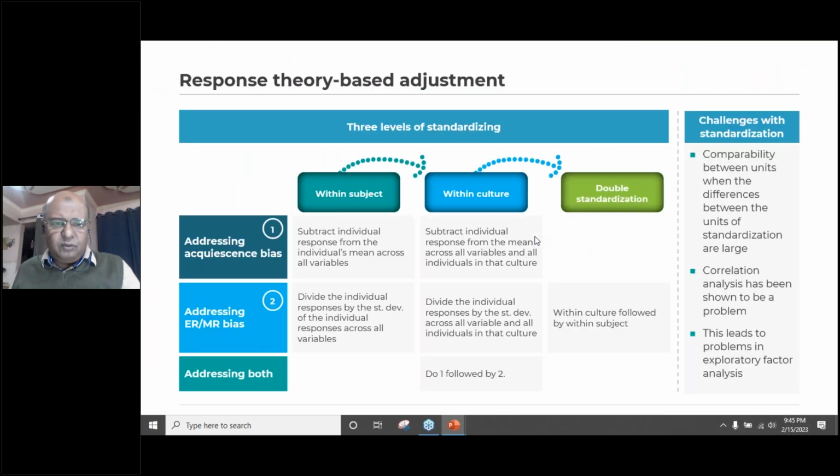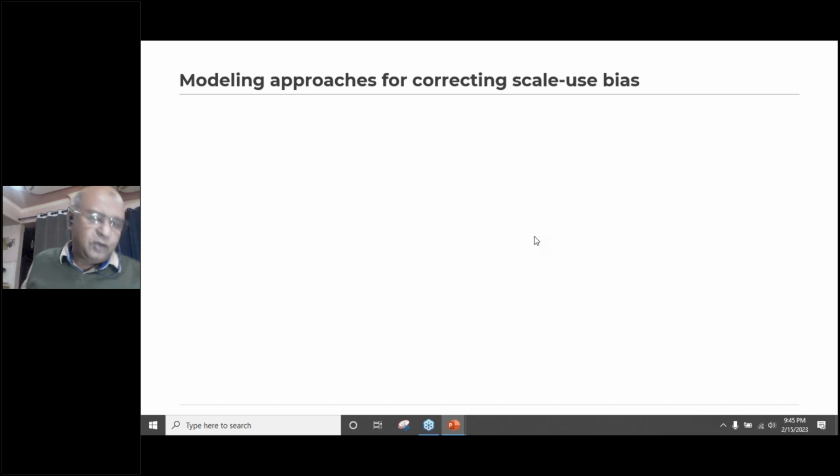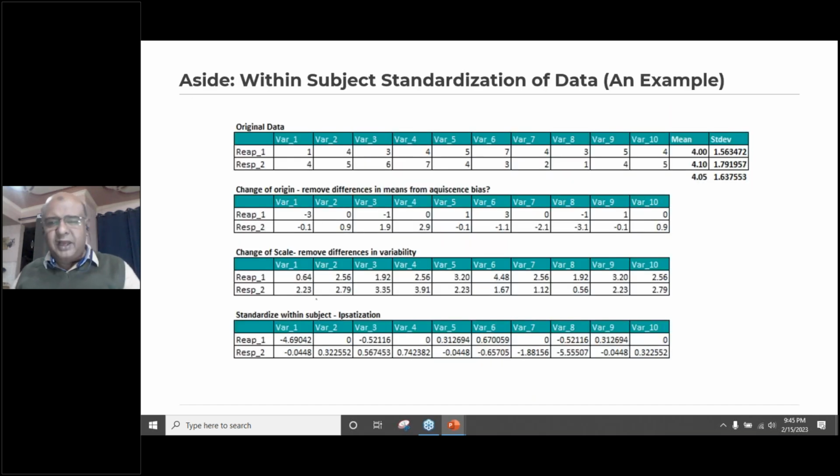Here we move to another method where we try to correct for scale use bias. But before that, let me go through how we standardize data and what we mean by standardization in this context. Say respondents 1 and 2 are the only respondents in a particular culture, and they have given these scores over 10 items. We calculate each respondent's mean and each respondent's standard deviation. We calculate the overall cultural mean and the overall standard deviation for the culture. These are all, say, 5-point scales.